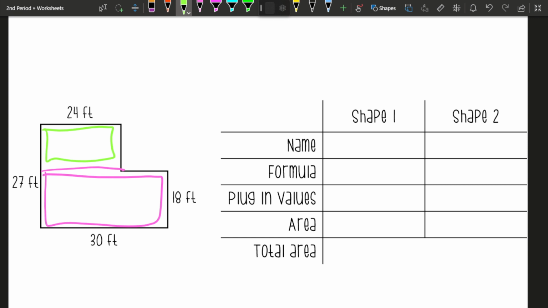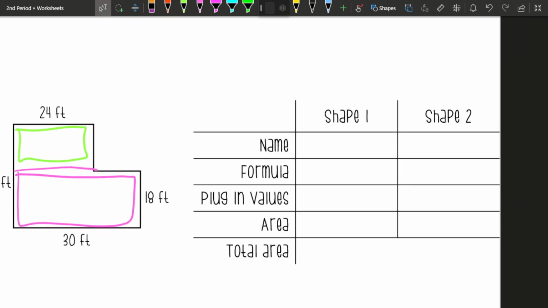So if I look at the pink, what shape is this? Let's name them. The first one, the pink one, is a rectangle. What about the green one? Also a rectangle. So what is the formula for the area of a rectangle? Very good. Base times height. Both of them are rectangles, so both of them are the same for this one.